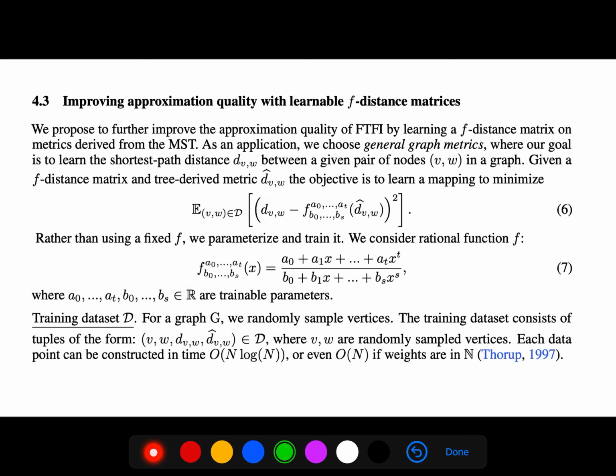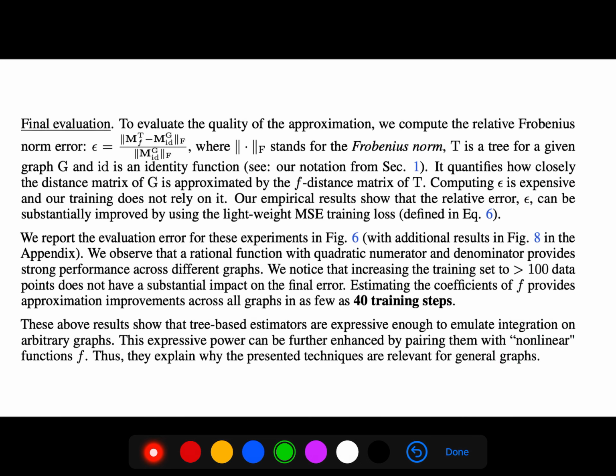Of course, I've seen a paper where they use a transformer to calculate this shortest path distance between any pair of nodes. To evaluate the quality, we compute the relative Frobenius norm. And here T is a tree for a given graph, and ID is the identity function.